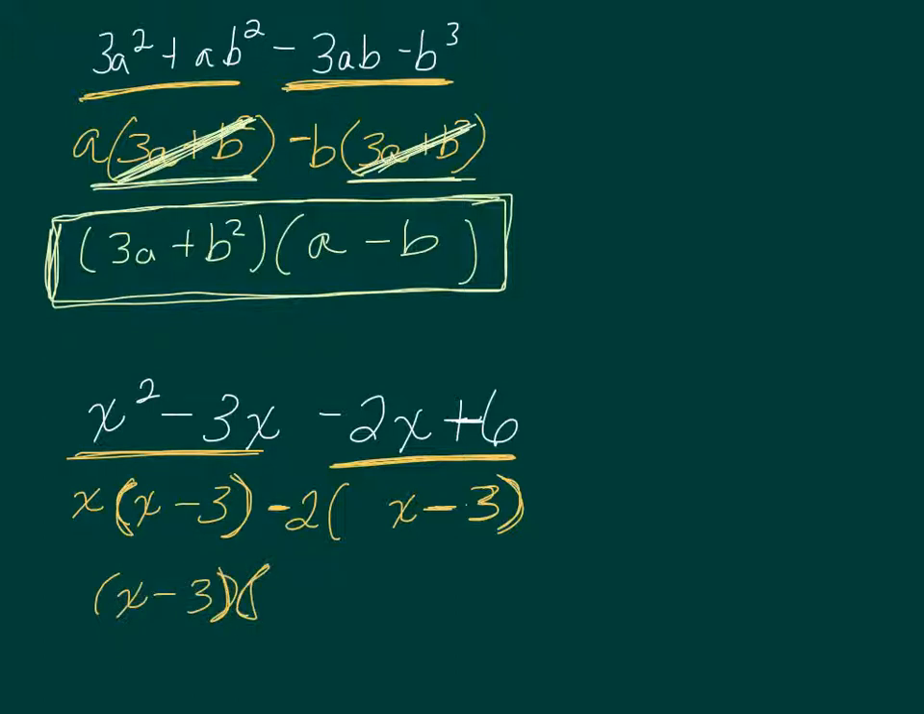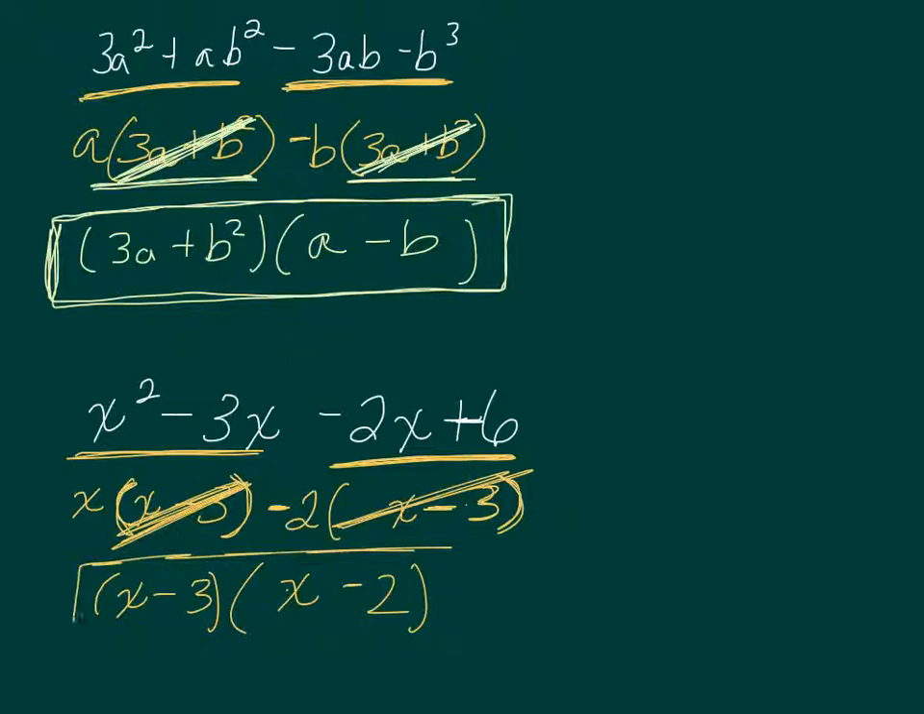And in another set of parentheses, I'm going to write what you get after you get rid of that expression, and that is x. Let me make this set of parentheses better. X and negative 2 or minus 2. So x minus 3 and x minus 2, that's the factored form.